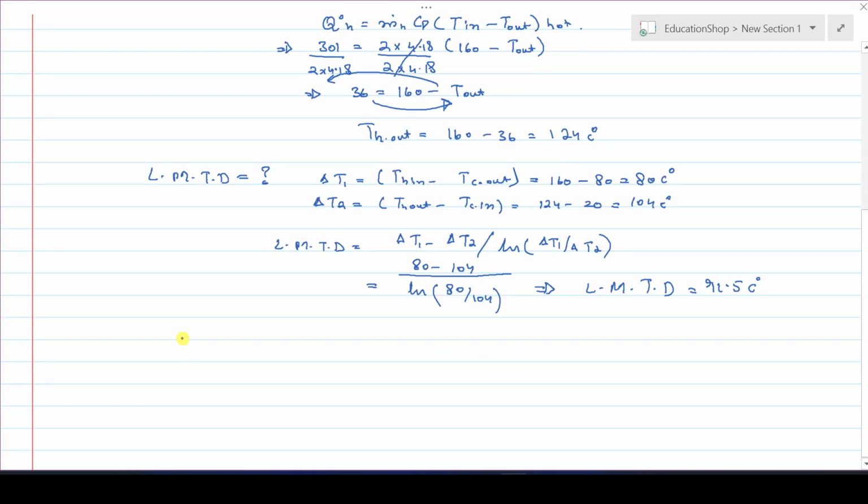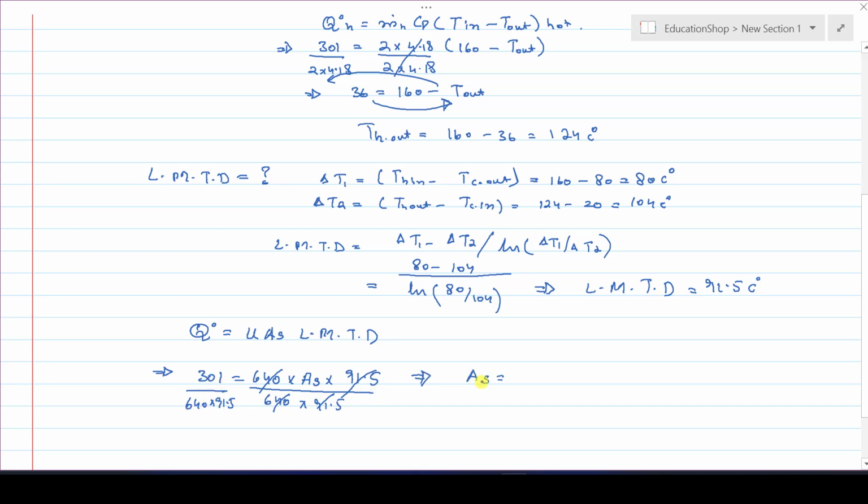Next is to find the surface area. In order to find the length of the heat exchanger, we know that Q dot is equal to the overall heat transfer coefficient times surface area times log mean temperature difference. Q dot is 301. The overall heat transfer coefficient is given, that is 640. Surface area we need to calculate, and the log mean temperature difference is 91.5 centigrade. Divide both sides by 640 multiplied by 91.5. Divide 301 by this value and you will get the surface area of the tube, that is 5.12 meters square.